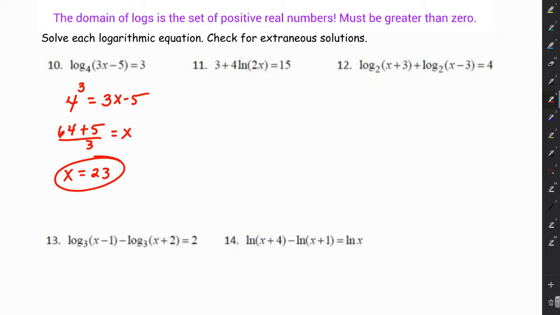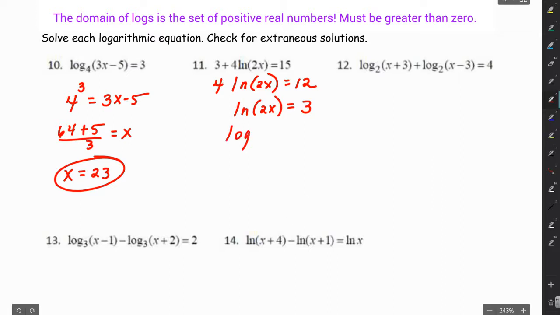Isolate the log before you start in number 11. That means we're going to subtract 3 and divide by 4 before we begin here. So we've got 4 ln 2x, and this is 12, and then divide both sides by 4. We want to simplify this as much as possible before we start. Now it's in log form. We're going to convert it to an exponent. If that ln really bothers you, just rewrite it as log base e.